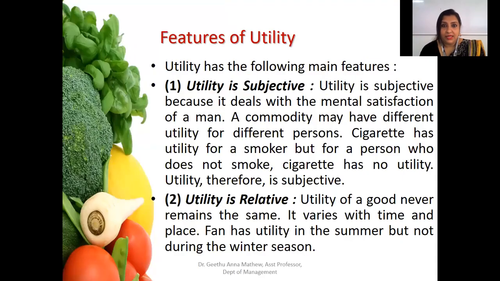Okay, so there are basically a few features of utility. Utility is a subjective concept. Utility is relative. Why is utility subjective? Because it deals with the mental satisfaction of a man, so it is subjective in nature. A commodity may have different utility for different persons. A cigarette has utility for a smoker, but for a person who does not smoke, it doesn't have any utility. Utility will be nil. So it is subjective and depends on person to person.